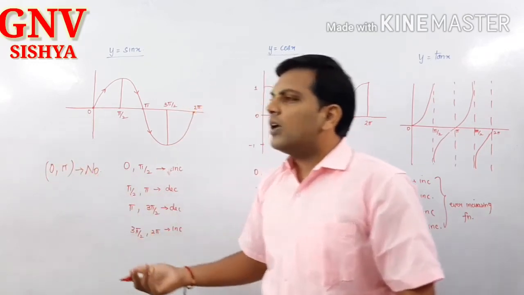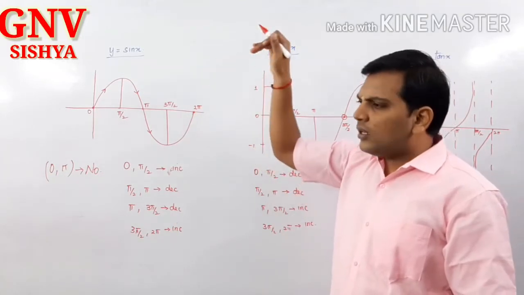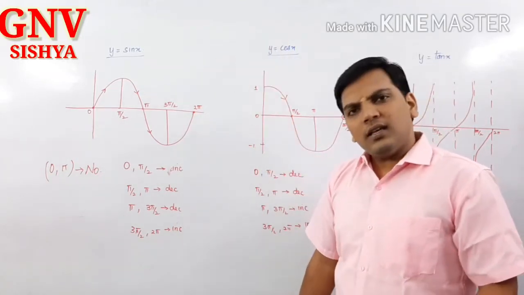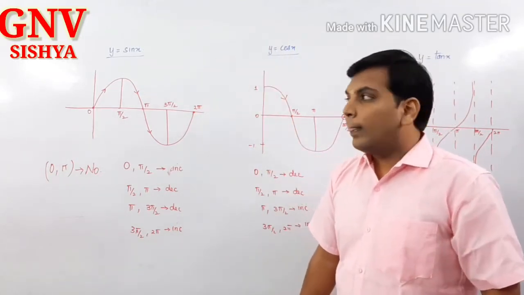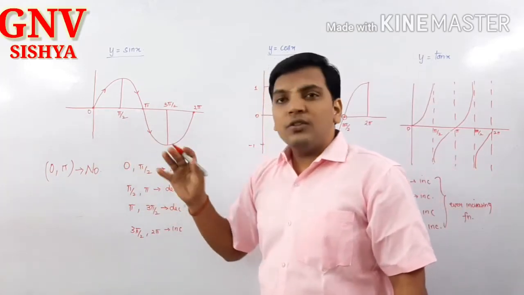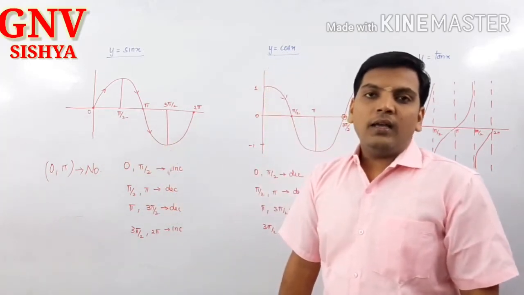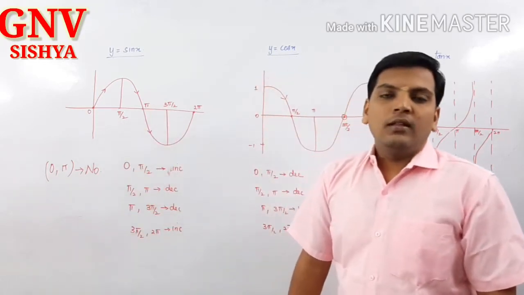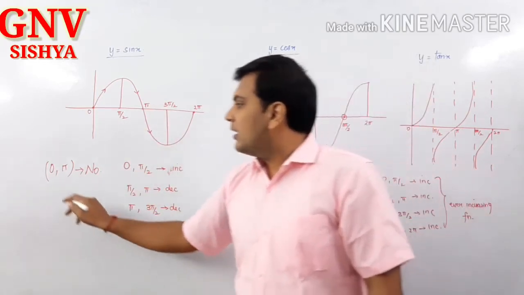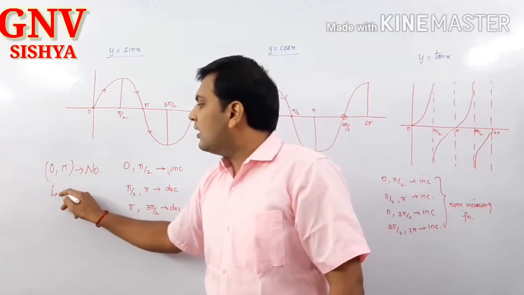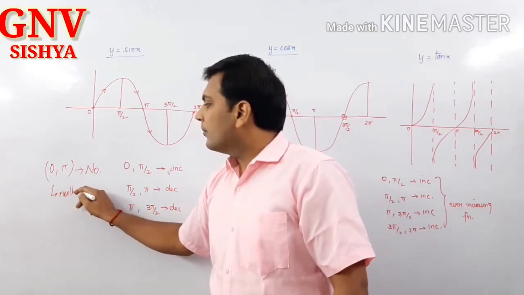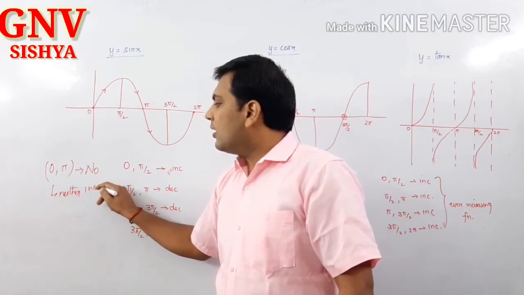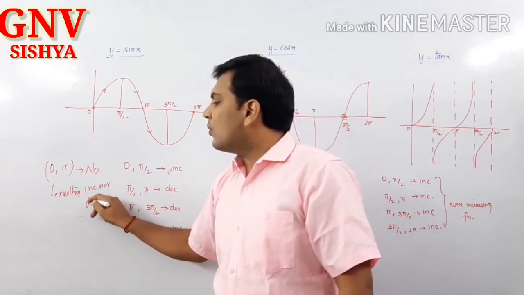Why do you say no, sir? From 0 to pi by 2 it is increasing, then from pi by 2 to pi it is decreasing. Yes, I can say like that. But in the interval 0 to pi, it is not increasing. Is it decreasing, sir? No, it is not decreasing either. Then what will you say, sir? I will say that the function is neither increasing nor decreasing. Can you understand what I am saying?